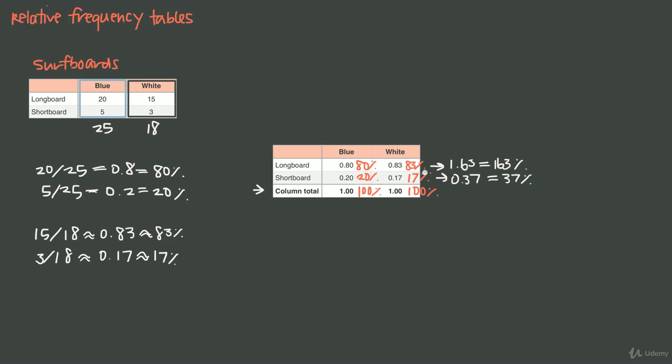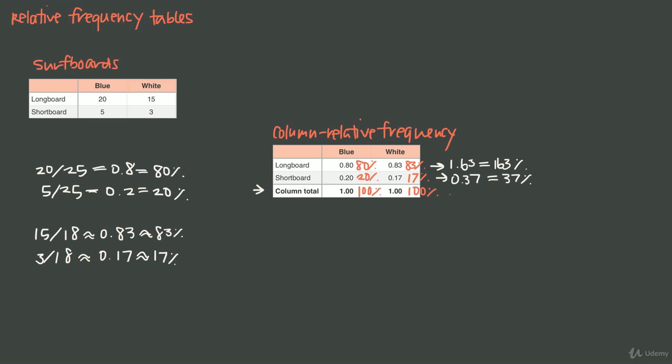And the reason these don't make sense is because we didn't look at the rows, we looked at the columns. So because we looked at the columns, each column will sum to 1 or 100%. Because we looked at the columns, this is actually called a column relative frequency. Basically, this table just shows us the percentage of type of surfboard based on color. And we say based on color because we based our calculations on the column, and the column is what's showing color.